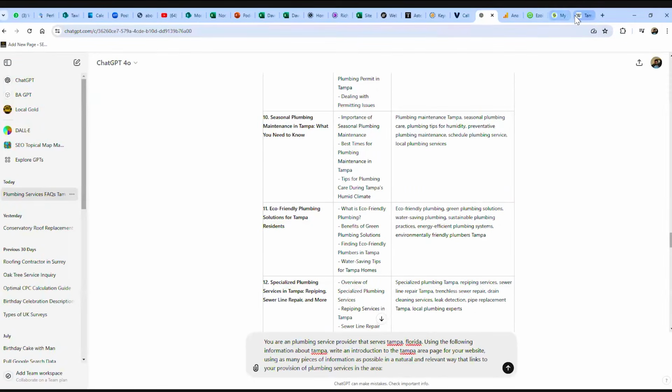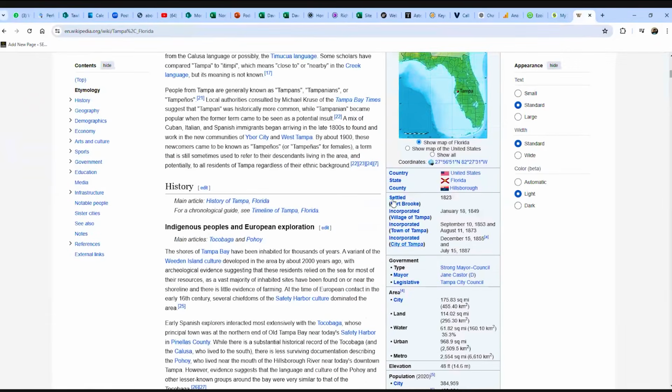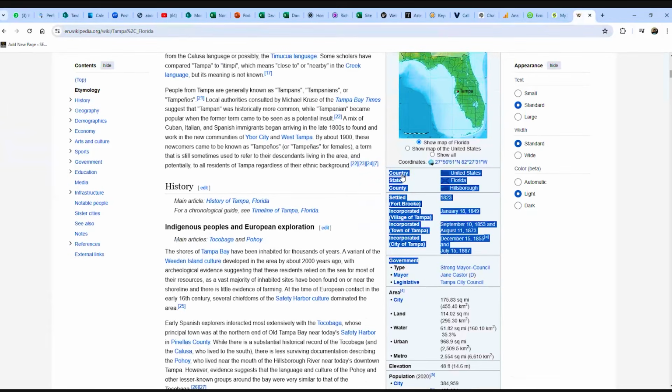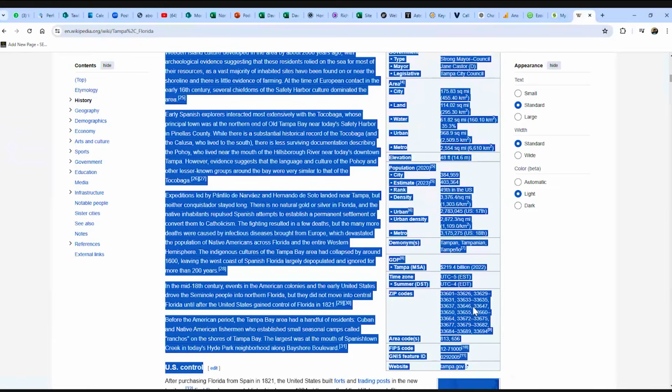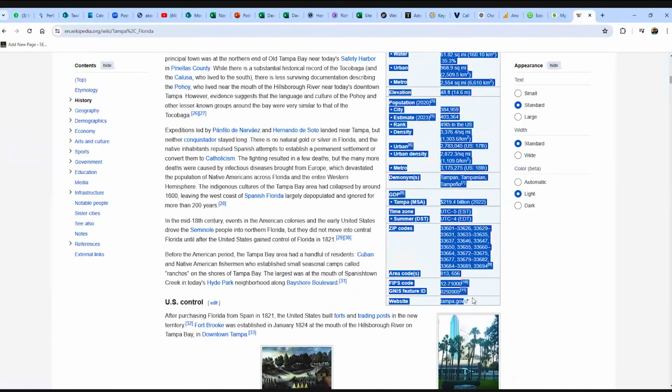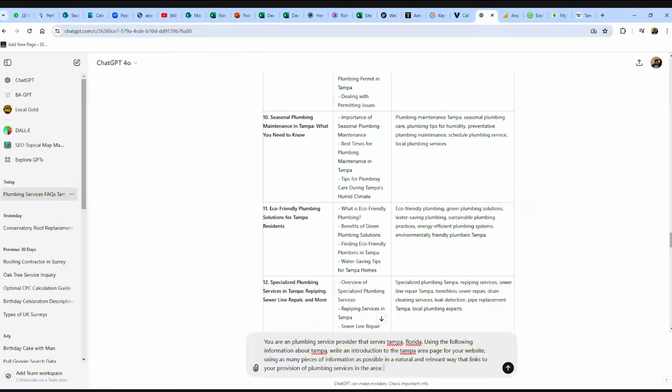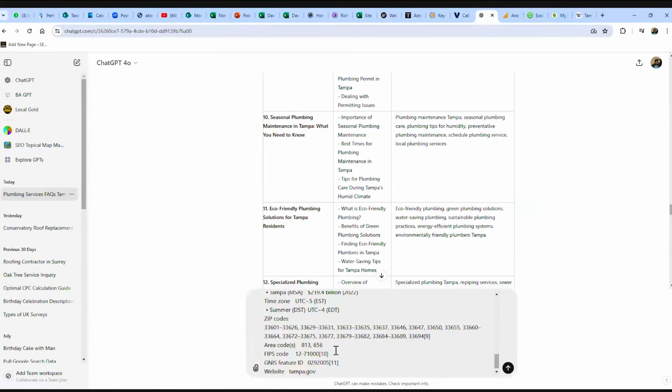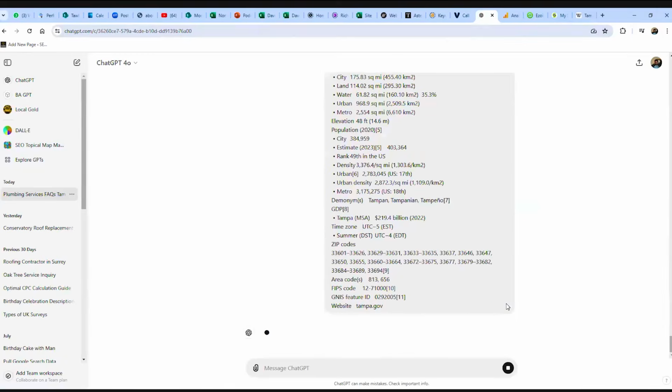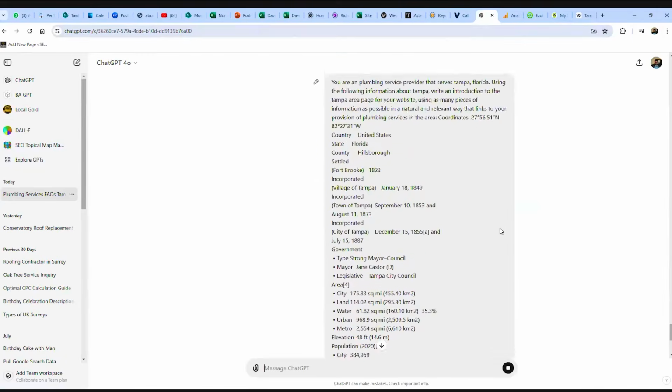Okay, so now we'll go to Wikipedia. I'll just copy from here. Let's get the coordinates. I mean, yeah, absolutely. Who knows? Yeah, let's get it all right. So we've got this bit. We'll copy that into ChatGPT. Do that. Okay, let it think.